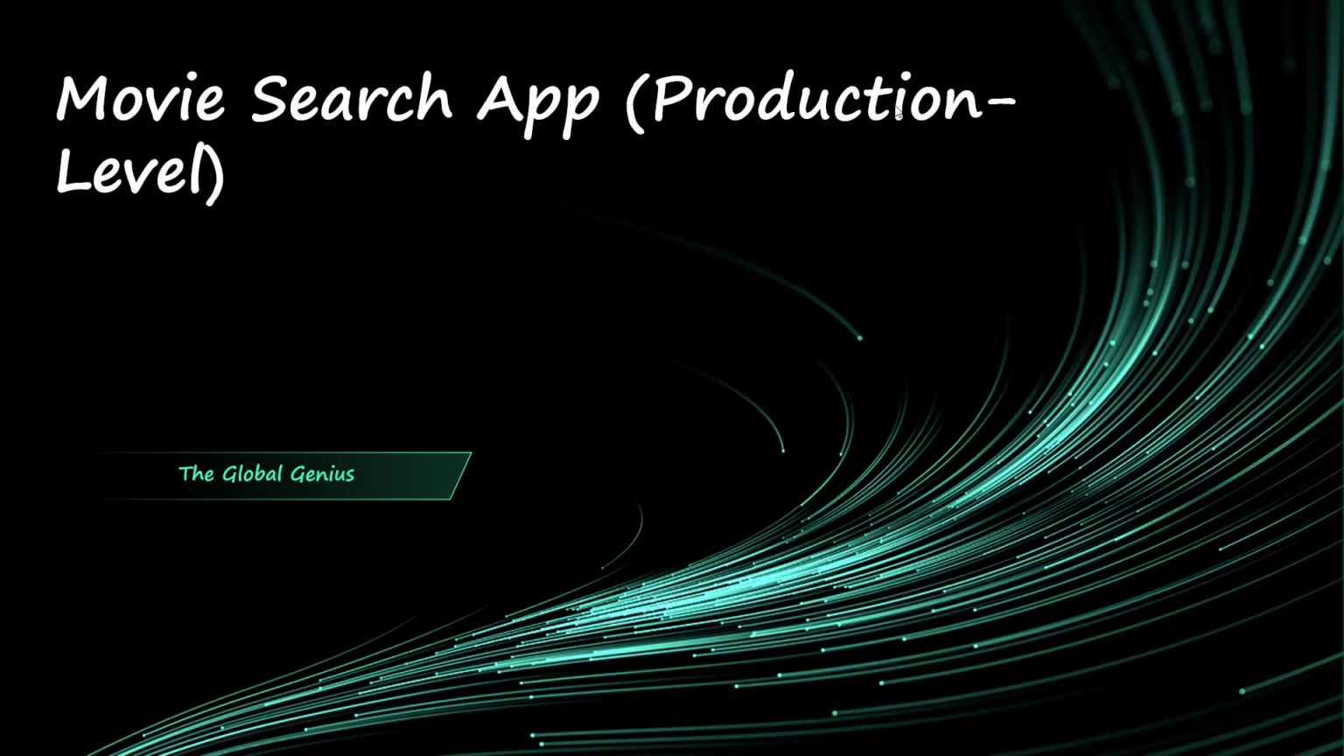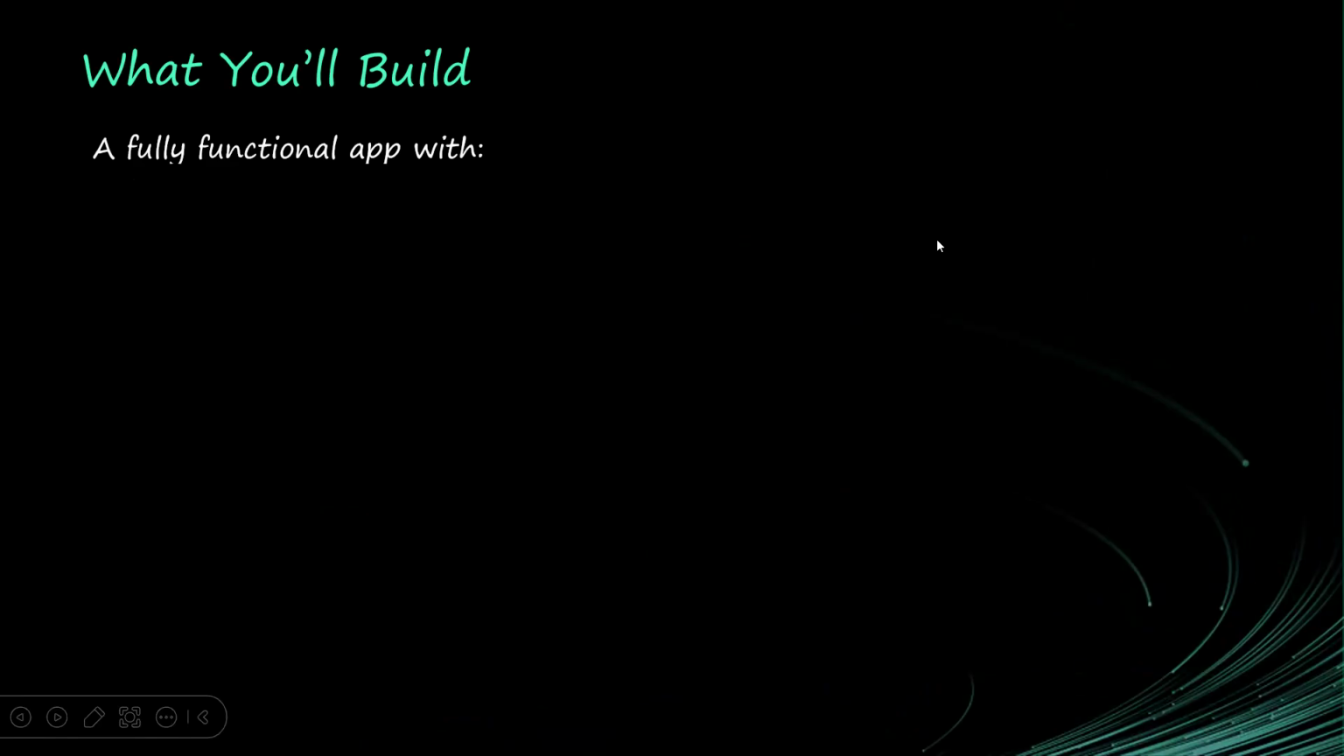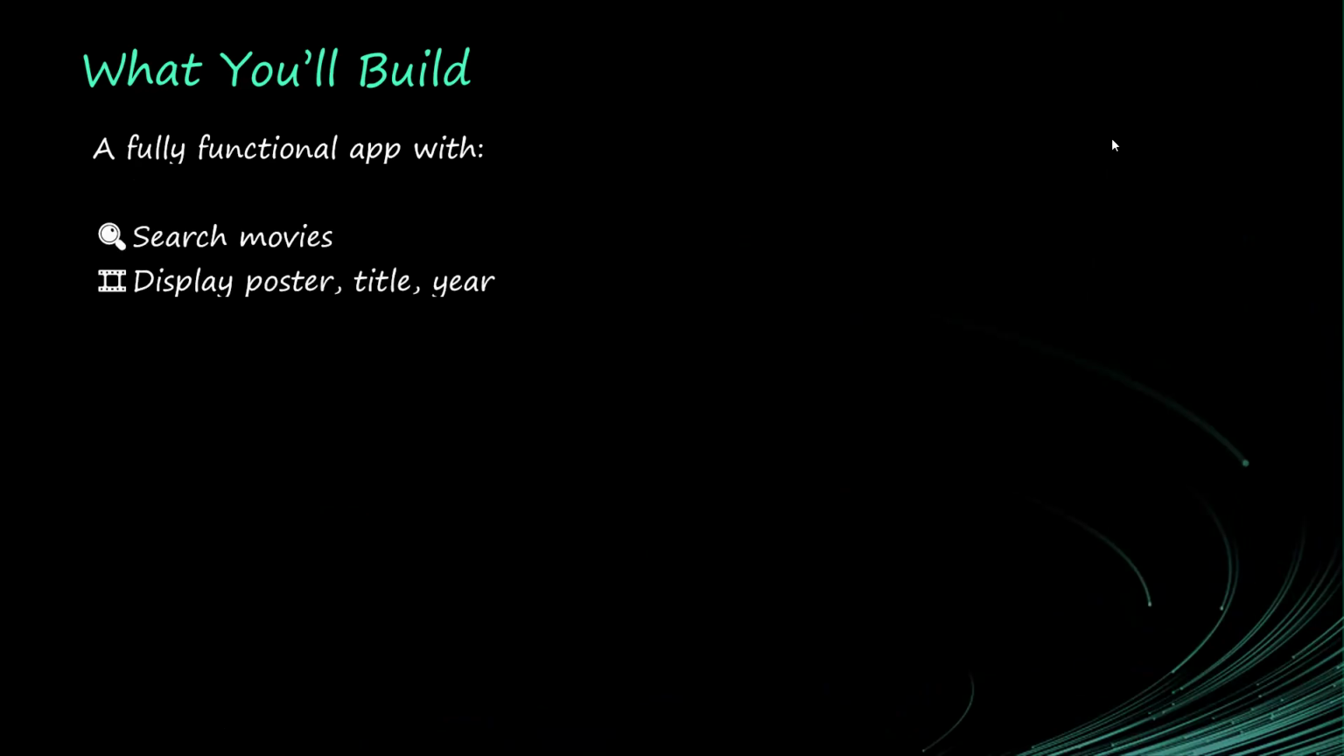Hello, everyone. Welcome to our movie search app, a production-level application. I'll be showing exactly what we did to build this app, and I'll be explaining the code. We are going to build a fully functional app that has search. You can search for movies, and when we search, we can display their poster images, the title, and the year.